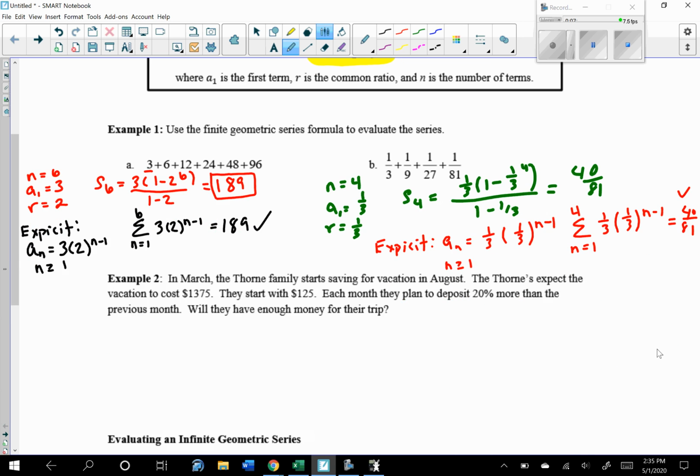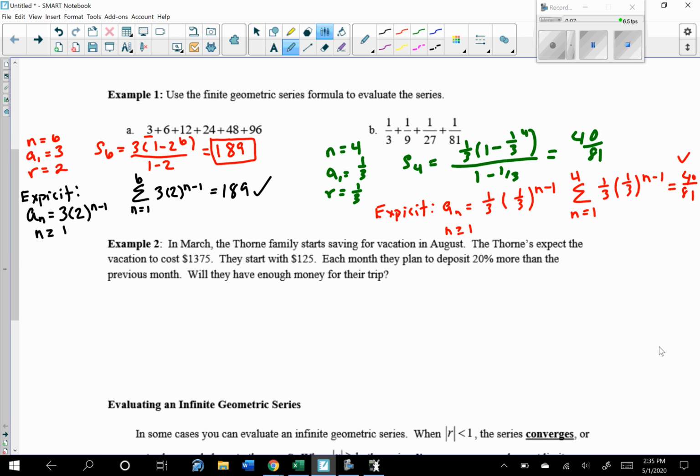So let's go ahead and look at example number 2. In March, the Thorne family starts saving for a vacation in August. The Thornes expect the vacation to cost $1,375. They start with $125. Each month they plan to deposit 20% more than the previous month. Will they have enough money for their trip? So go ahead and pause the video and see if you can do this on your own first.